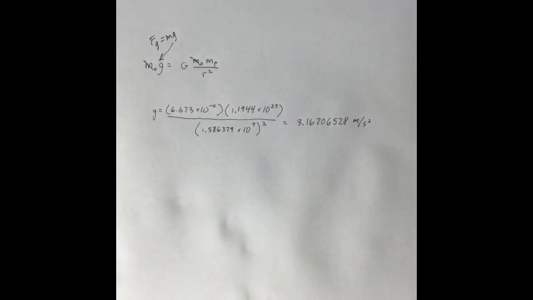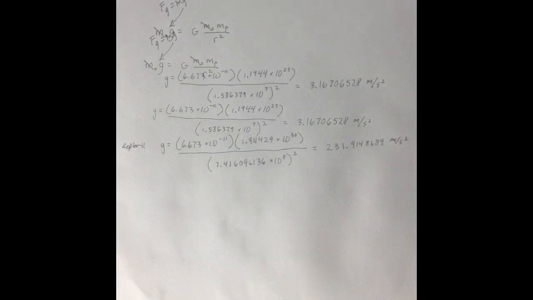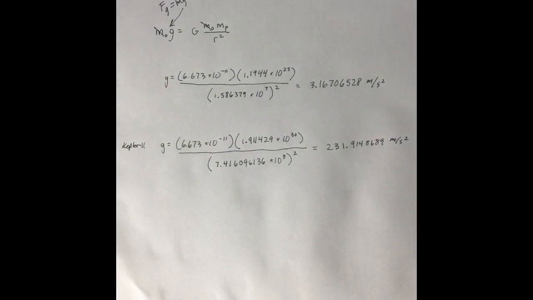If we plug the values from NASA into that equation, we get that the acceleration caused by gravity on Kepler-11f is equal to 3.16706528 meters per second squared, which is much less than Earth's, which is 9.81 meters per second squared. We can do the same calculation for Kepler-11 and we get the acceleration caused by gravity on Kepler-11 would be 231.9148689 meters per second squared.